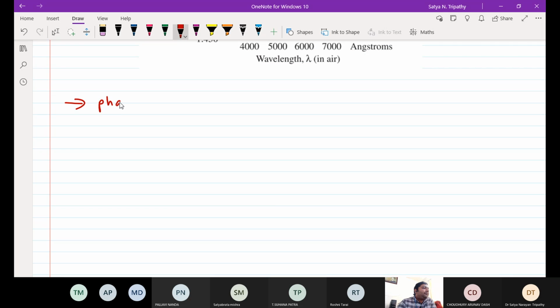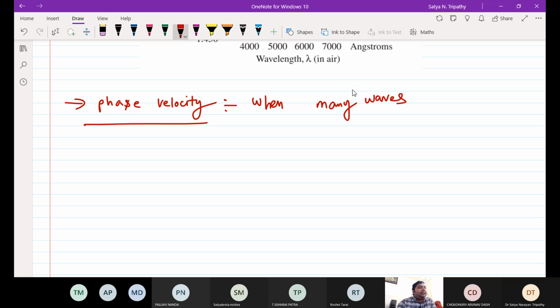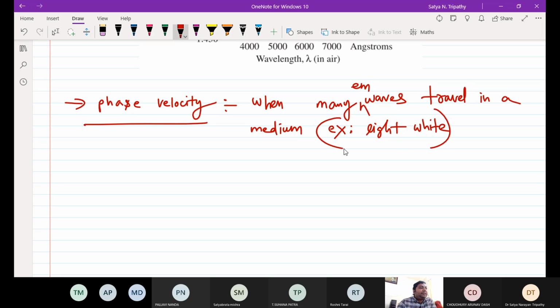Phase velocity. Okay. So what is the meaning of a phase velocity? When many waves, or many EM waves, travel in a medium, let me take an example here. The example is light, white light, right? So there are 7 frequencies. So many electromagnetic waves travel in the medium.